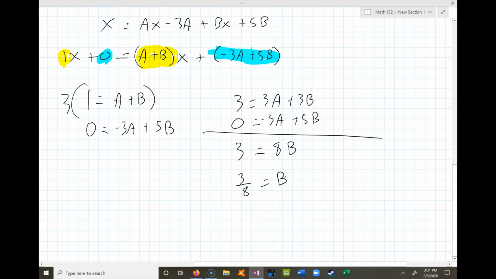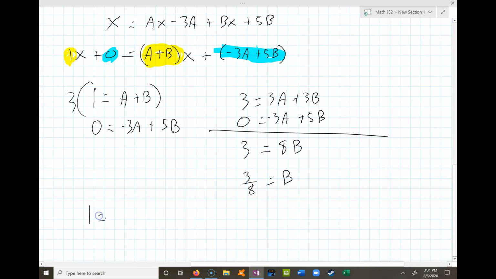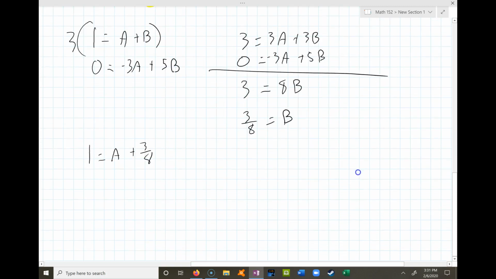And so then I go back to one of these equations up here. Since I know that 1 is equal to a plus b, that means 1 is equal to a plus 3/8, because b is 3/8, right? So that means I could subtract 3/8 from both sides, and I get 5/8 is equal to a.